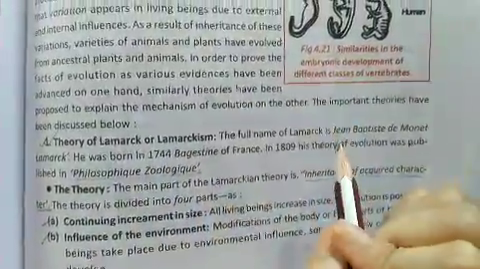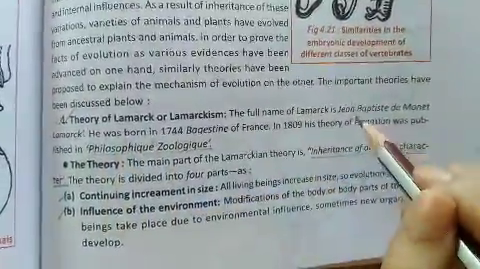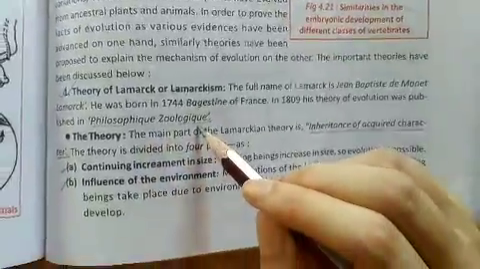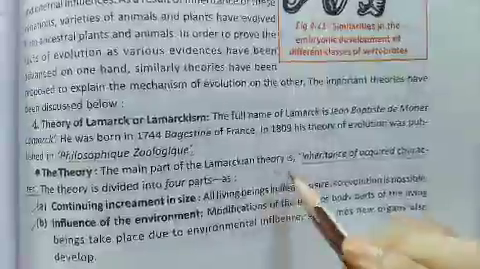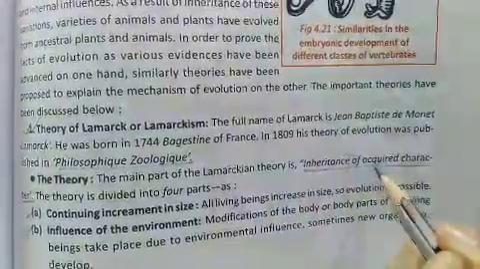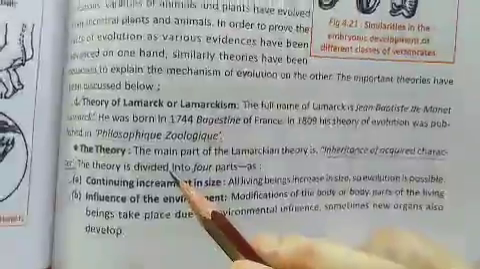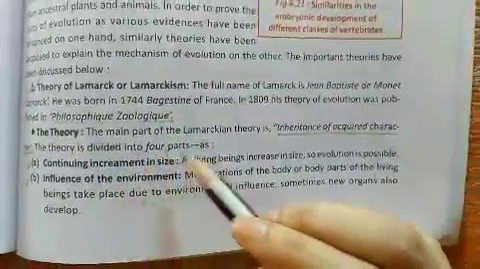The scientist's name is Jean-Baptiste de Monet Lamarck. He published his theory of evolution in the book Philosophie Zoologique. Now see the theory. The main part of the Lamarckian theory is inheritance of acquired characters. That means the acquired characters are inherited. This theory is divided into four parts.